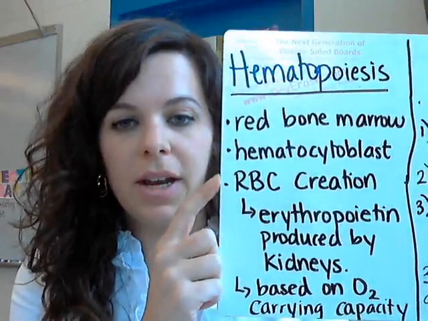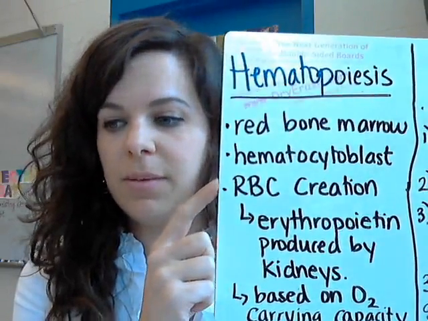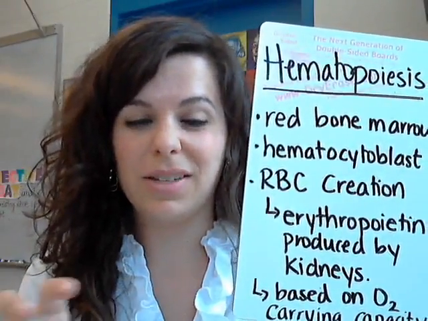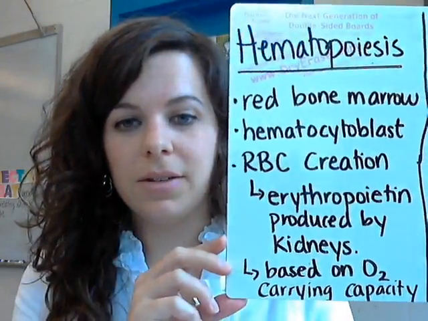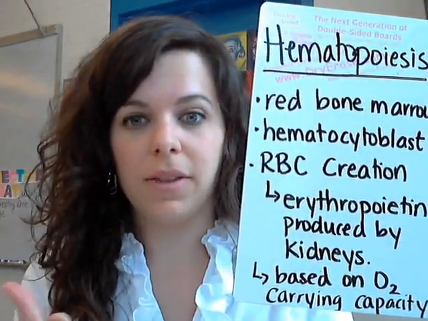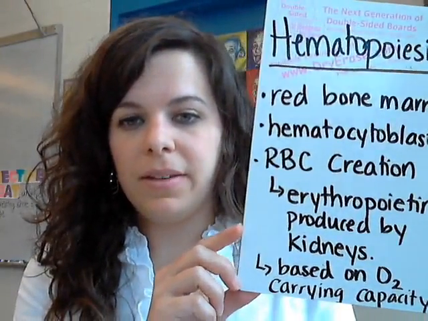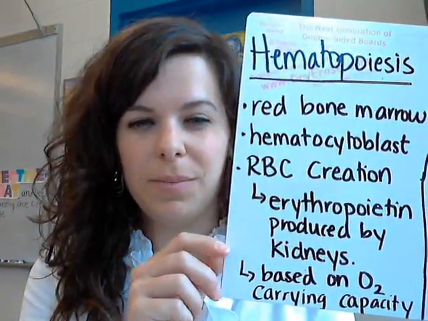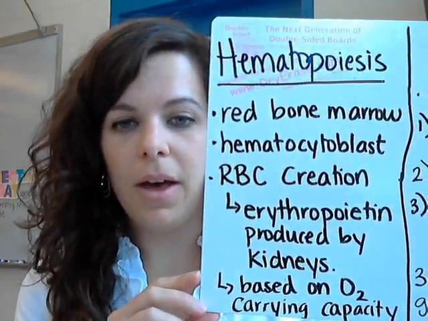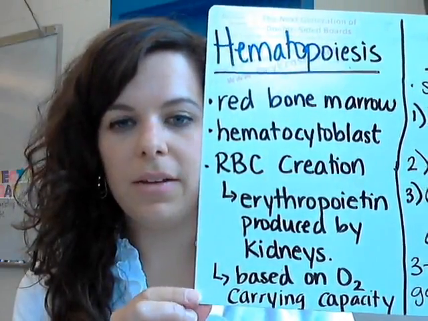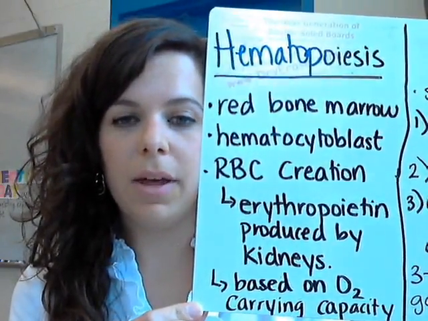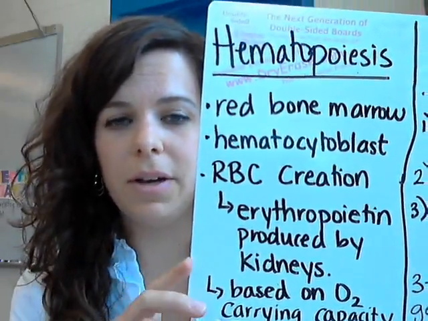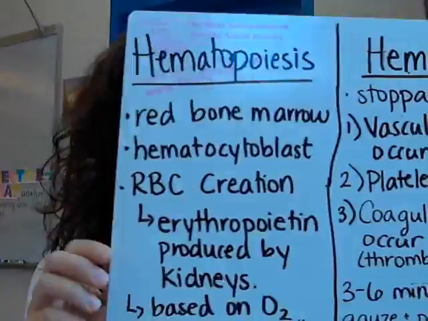Red blood cell creation is interesting because the cells are created and then they have all their parts, but then they eject the nucleus and they eject all their organelles so that they're just basically vessels of the hemoglobin protein. But this is controlled by a hormone called erythropoietin, which is produced by the kidneys, which makes sense because your kidneys do filter your blood. And it's based on the oxygen carrying capacity of the blood rather than how many blood cells there are. And then white blood cells and platelets are controlled by other hormones.